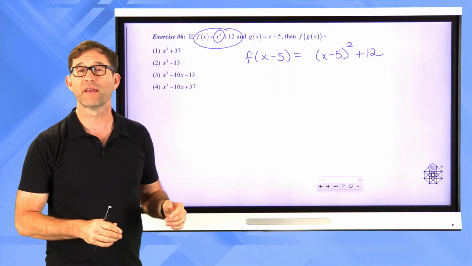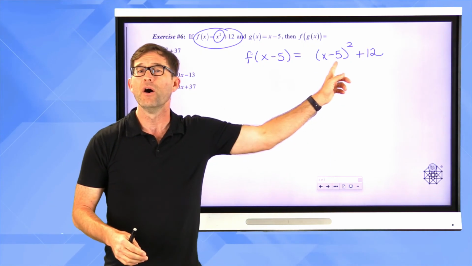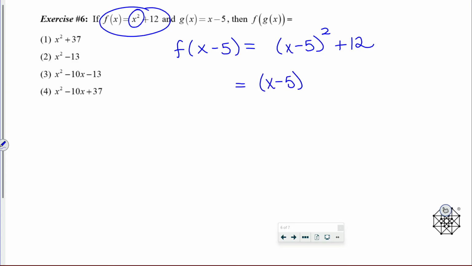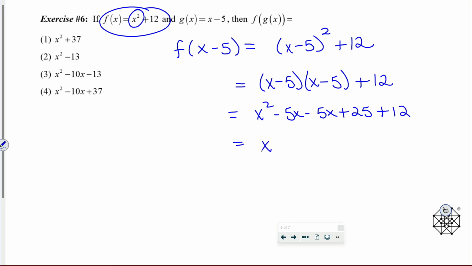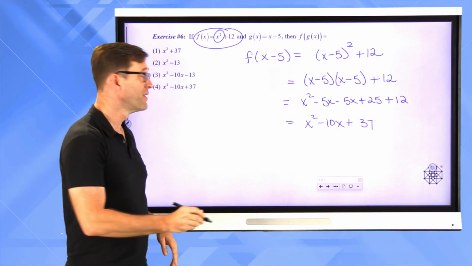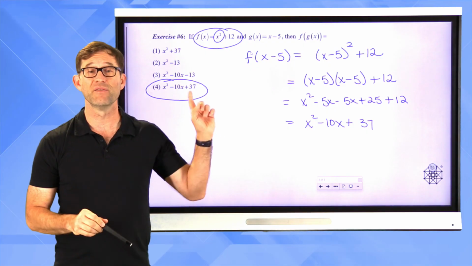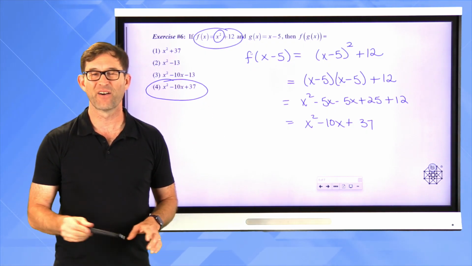It's not one of these correct answers, so I have to do a little bit of algebra. I'm going to have to multiply this out, right? So I'm going to have x minus 5 times x minus 5, and then I can't forget the plus 12. That's going to be x squared minus 5x minus 5x plus 25. Can't forget the 12, plus 12. That's going to be x squared minus 10x, and then 25 plus 12 is 37. All right, so if you got choice 4, then you definitely know what's going on, at least in these types of problems. All right, let's wrap this up.